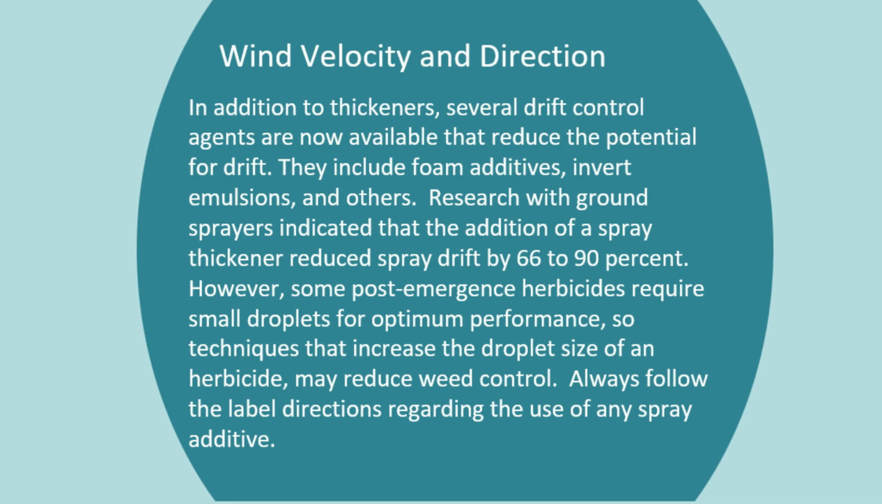In addition to thickeners, a number of drift control agents are now available that reduce the potential for drift. They include foam additives, invert emulsions, and others. Research with ground sprayers indicated that the addition of a spray thickener reduced spray drift by 66 to 90%. However, some post-emergence herbicides require small droplets for optimum performance, so techniques that increase the droplet size of an herbicide may reduce weed control. Always follow the label directions regarding the use of any spray additive.